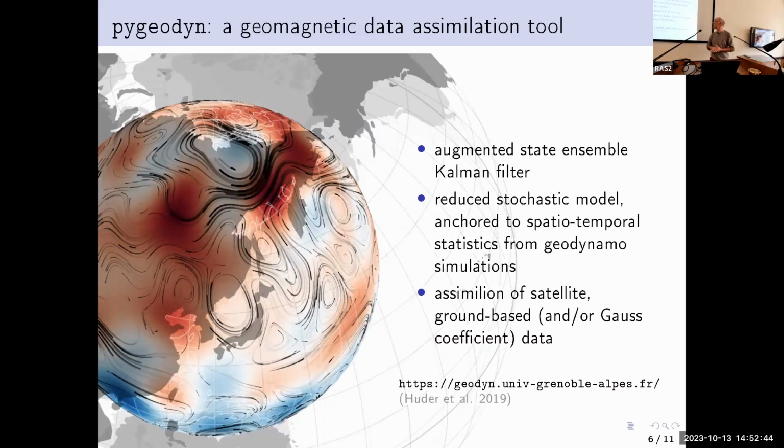So based on this improved simulation, improved understanding, and improved data, we have tried to put all this into a data simulation tool called the PyGeodin. It's typically taking statistics in space and time from geodynamo simulation and make an analysis of magnetic data based on this knowledge. It's capable of assimilating data from satellite, ground-based data in form of virtual observatories, ground observatory, or Gauss coefficients.